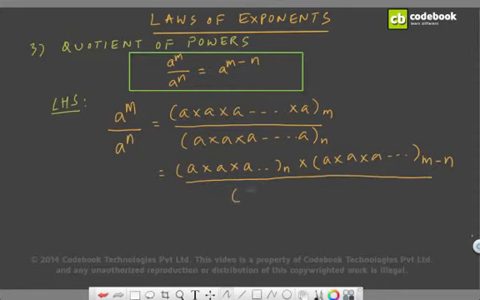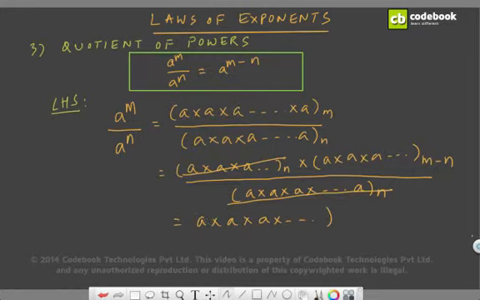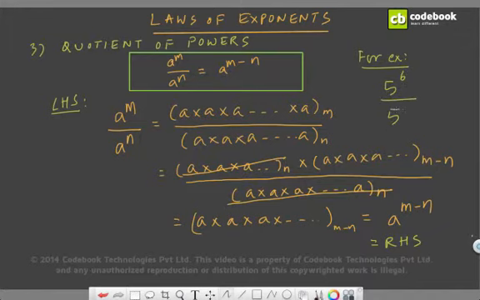Now divide this by a multiplied by a multiplied by a, and so on to n number of times. So these two terms get cancelled out, and you will have a multiplied by a multiplied by a, and so on to m minus n times, which is nothing but a raised to the power m minus n, which is equal to your RHS. For example, 5 raised to the power 6 divided by 5 raised to the power 2 is equal to 5 raised to the power 6 minus 2, which is equal to 5 raised to the power 4.